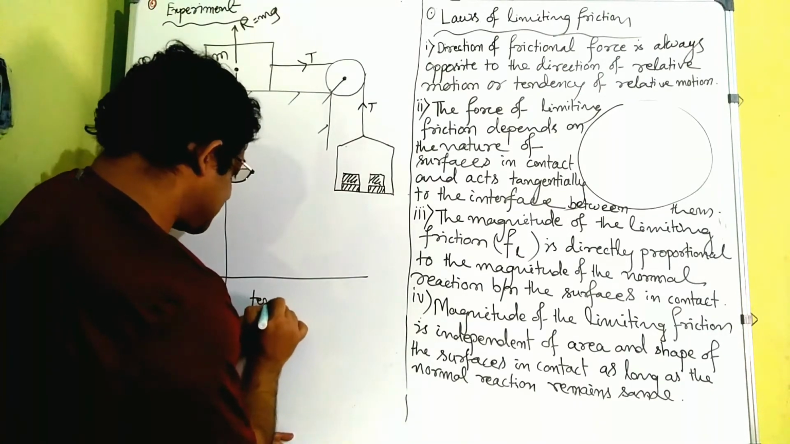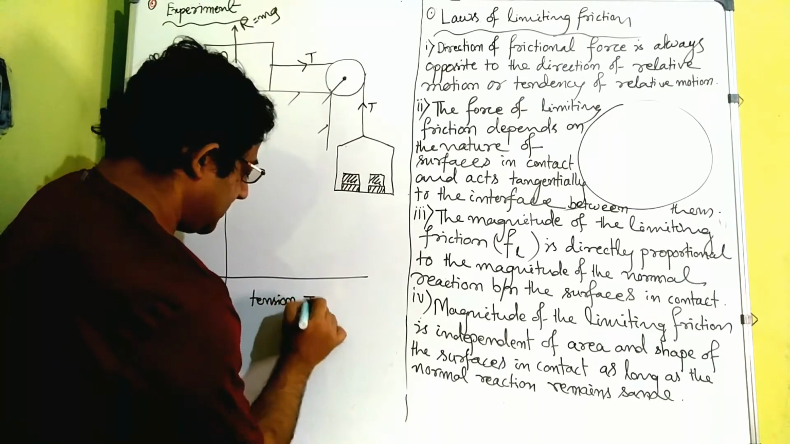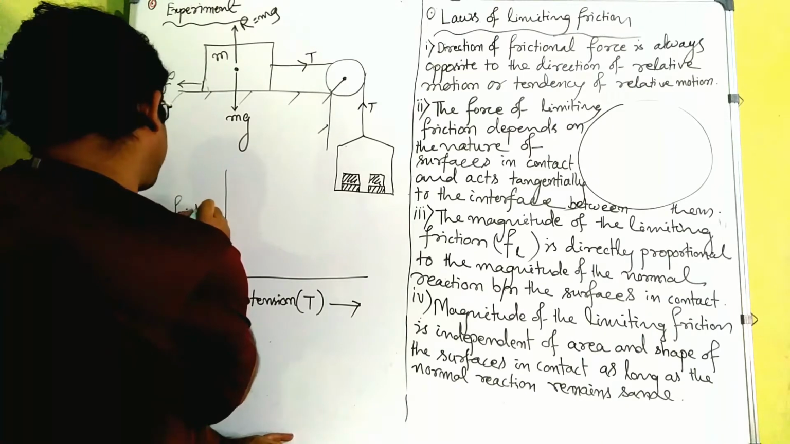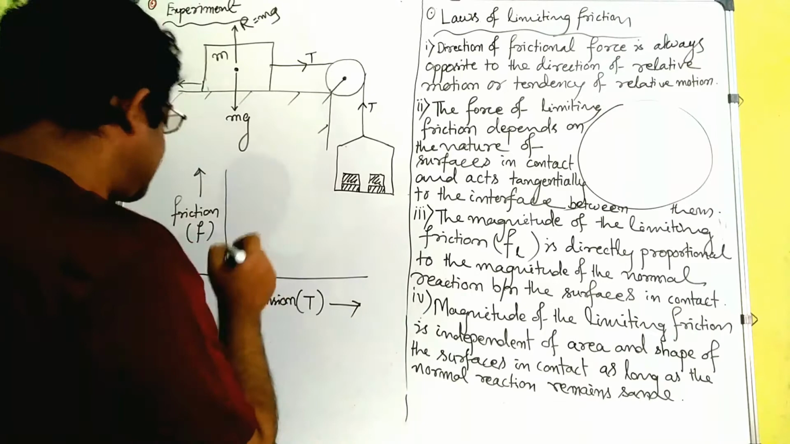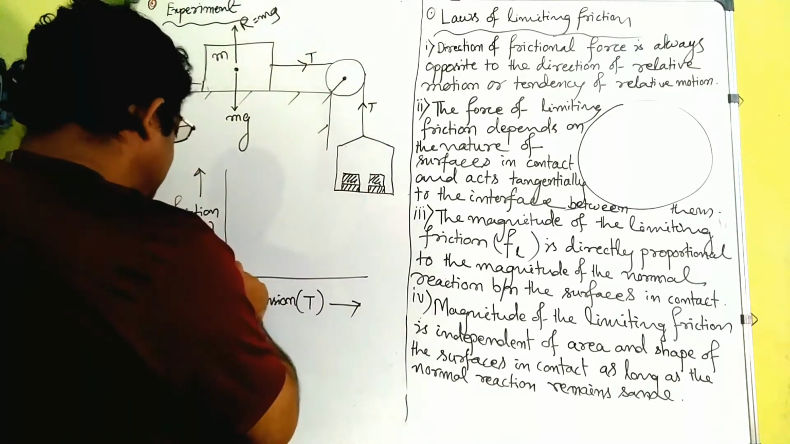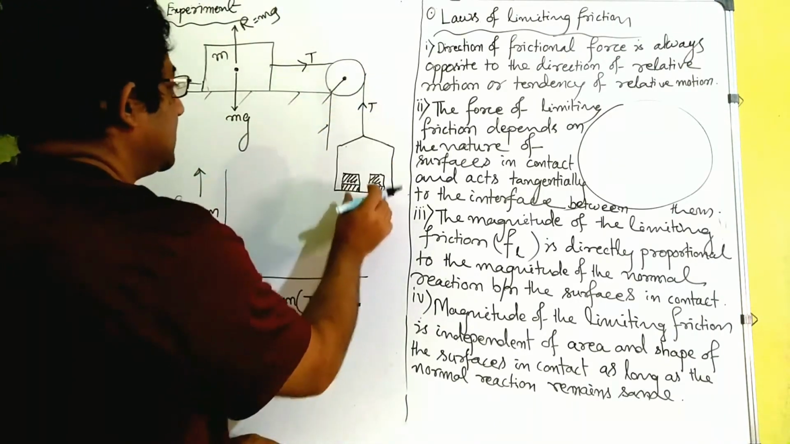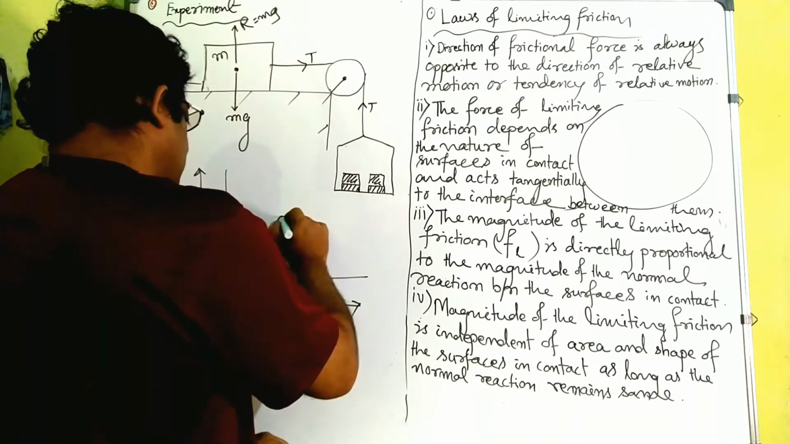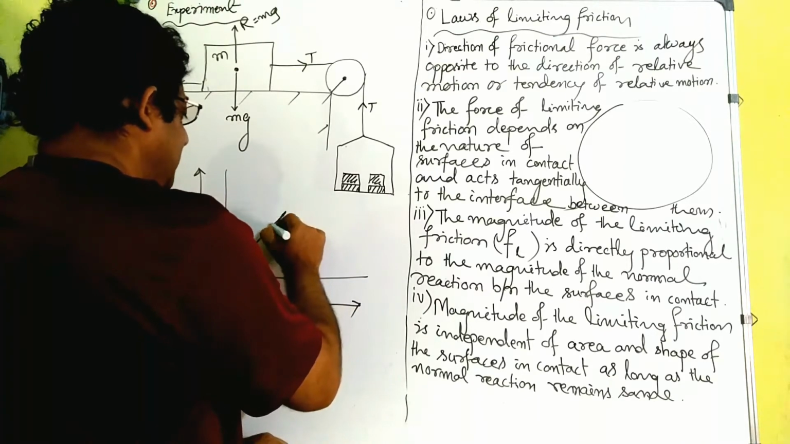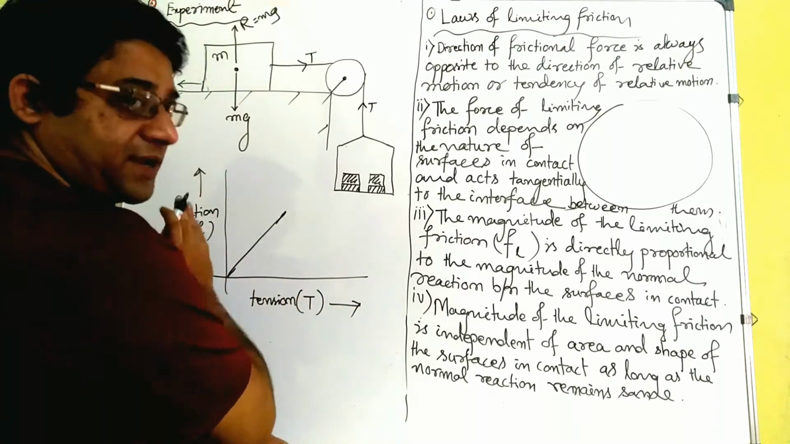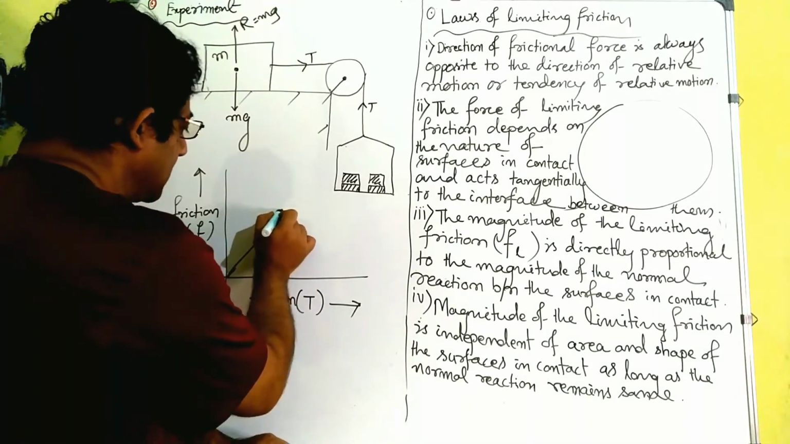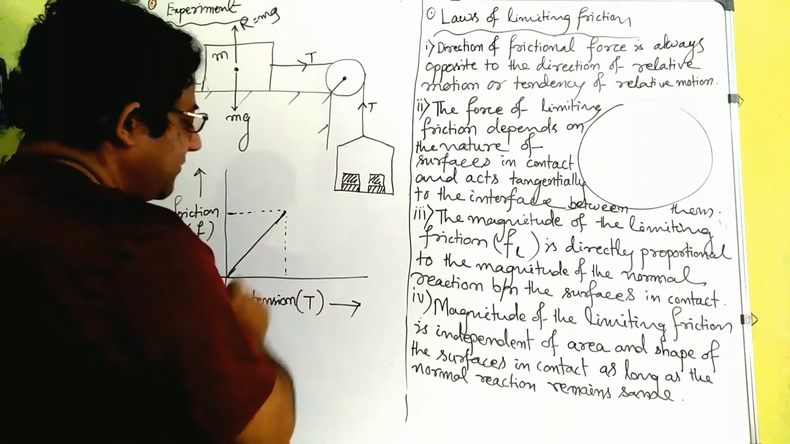If you are taking tension T along the x-axis and the frictional force, simply called friction, along the y-axis, then it is seen that whatever is the tension, that much is the frictional force. If it's, let us say, 1 Newton, 1 Newton, 2 Newton, 2 Newton, like that, it continues till a particular position. So till that point, tension is equal to friction, exactly. Till that point, the graph is a straight line.